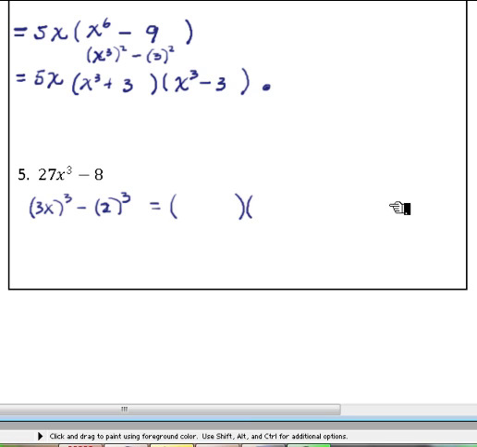So we're going to put down our small set of parentheses and our big. In the small set, we put 3x minus 2. And in the big set, we start with, we square this. That would be 3x squared. That's 9x squared. And then the middle term is these two multiplied together. So that's plus 6x. And for the last term, we square the 2, plus 4.